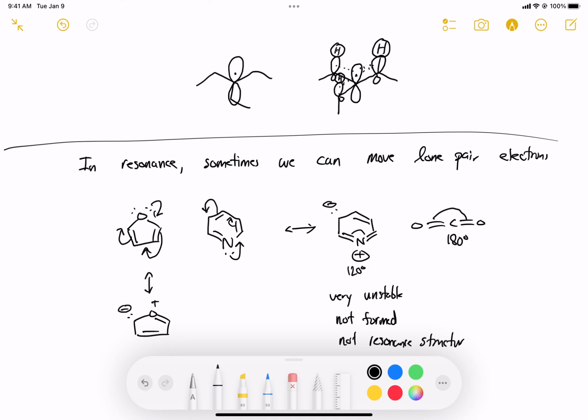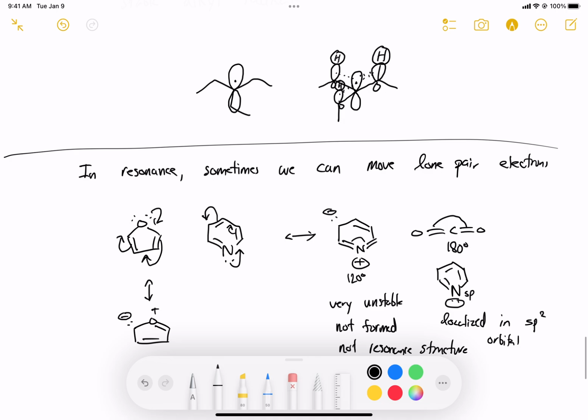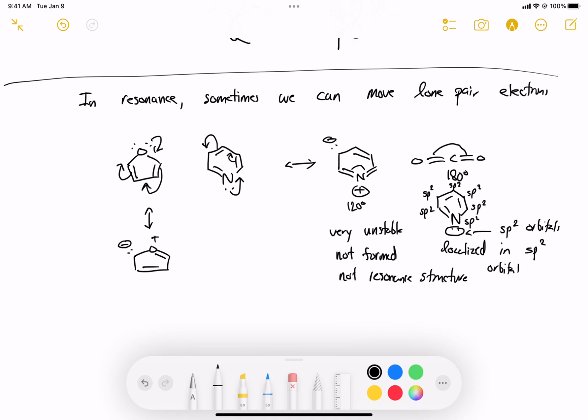And that's because these electrons that we originally drew for pyridine right here are localized in an sp2 orbital. In order for pyridine to do resonance, all the atoms are sp2 hybridized. Remember, it has to all be sp2 hybridized to do resonance, like I showed earlier. So this lone pair is in an sp2 orbital. And remember, only electrons in p orbitals can move around in resonance. So that's why this lone pair is not going to be able to be moved to draw a resonance structure, just by these two criteria alone. Okay? All right.